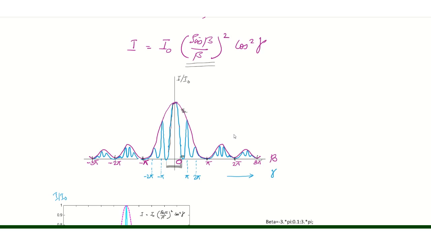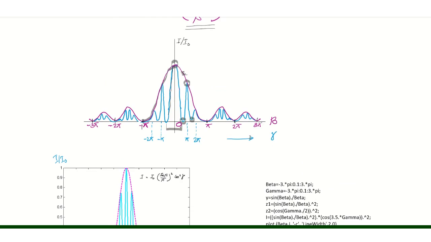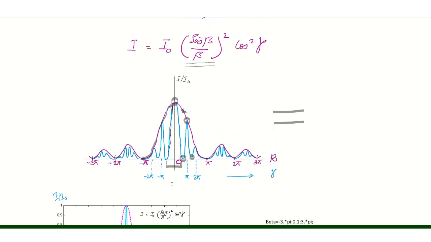That actually gives you the diffraction pattern. You get the first minima here, and the second minima here. You have a central maximum, the first secondary maximum, and so on. That intensity distribution due to the diffraction is modulated by this sine beta over beta squared. Therefore, in the case of a double slit, you get an intensity distribution cos squared gamma modulated by this sinc squared function.